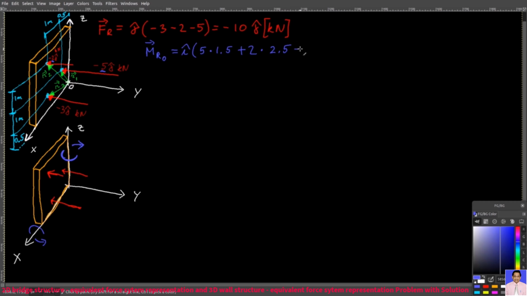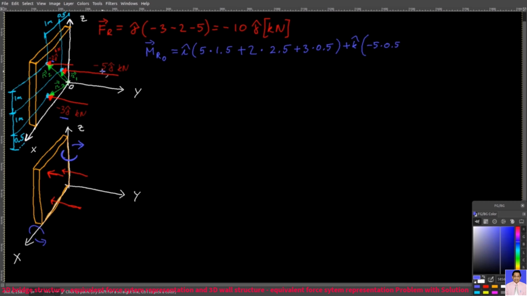And finally you have plus 3 times 0.5. So we are dealing with this force and the moment arm till the x-axis is 0.5 meters. And again, all of them are positive because all of them create a moment about the positive x-axis according to the right-hand rule. And now we have plus k minus 5 times 0.5.